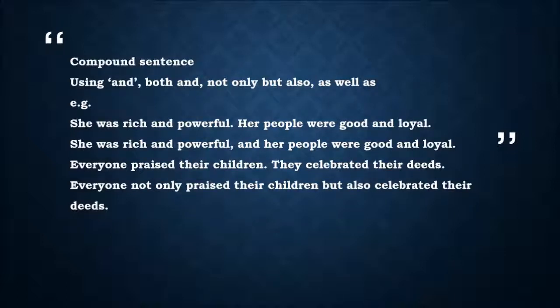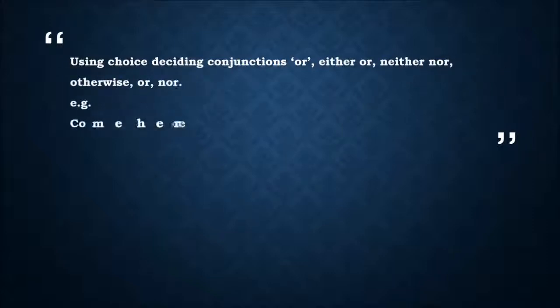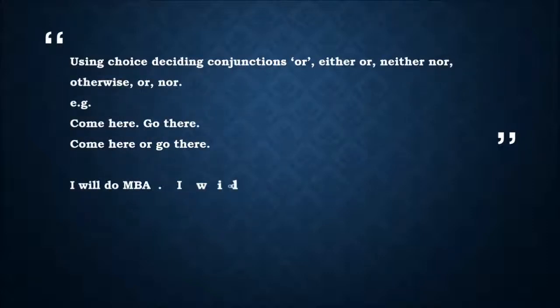2. Using choice denoting conjunctions: or, either or, neither nor, otherwise. E.g. Come here. Go there. Come here or go there. I will do MBA. I will do IMTech. I will do either MBA or IMTech.